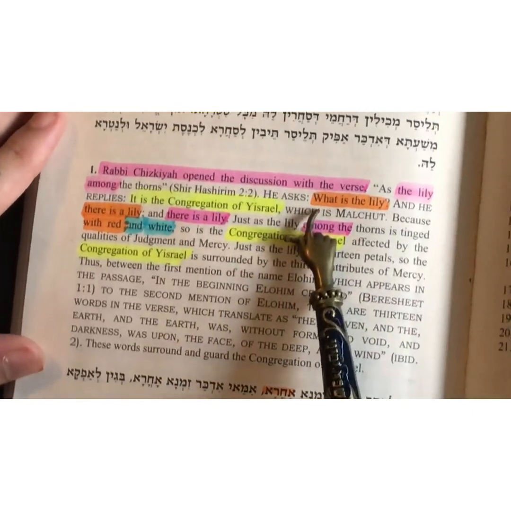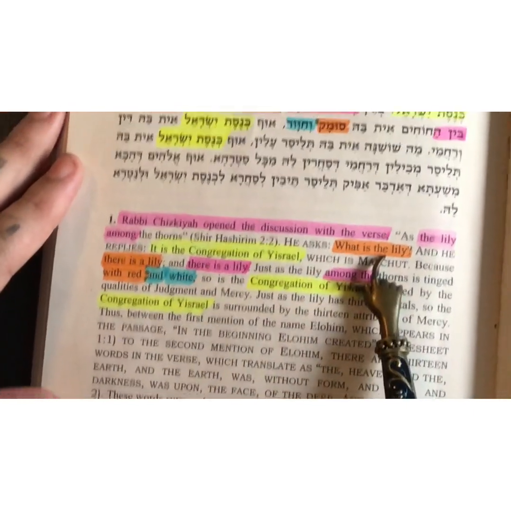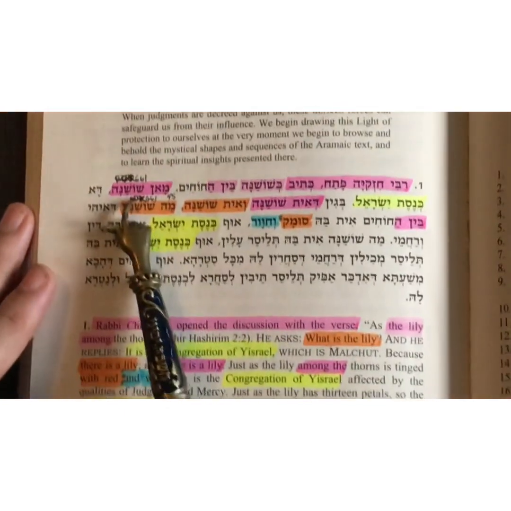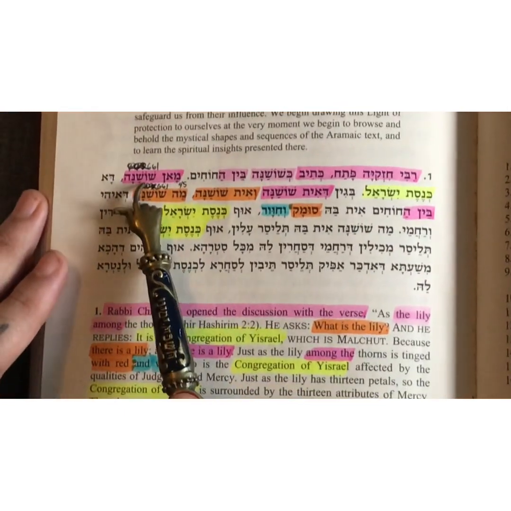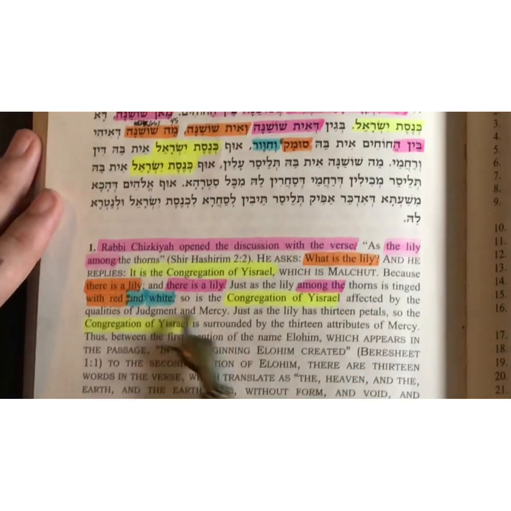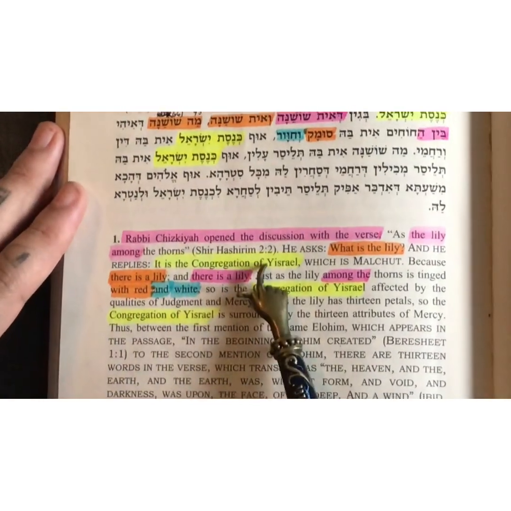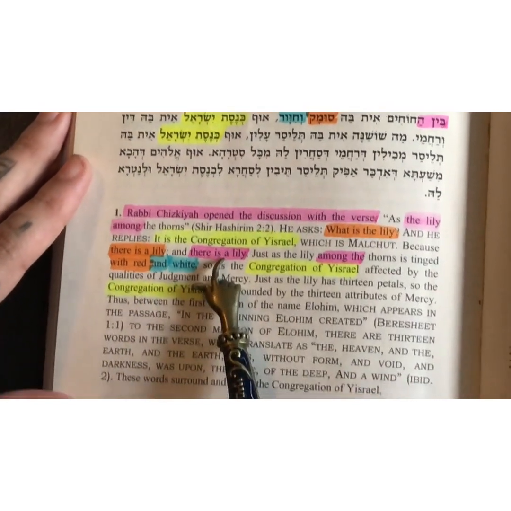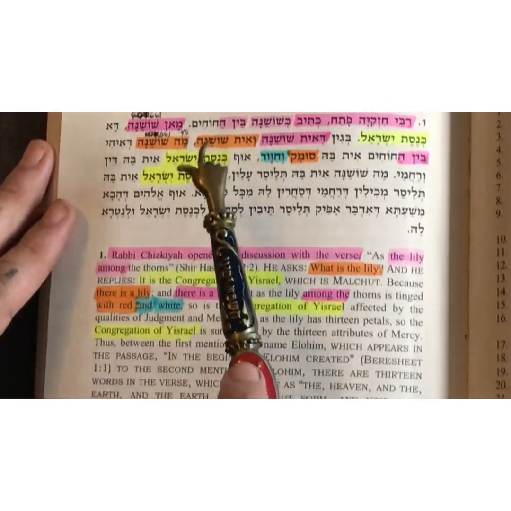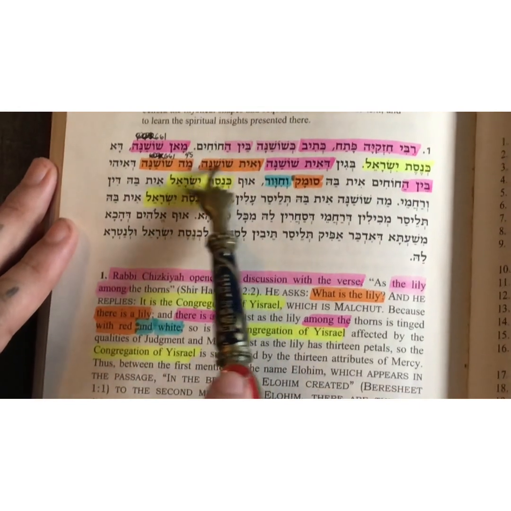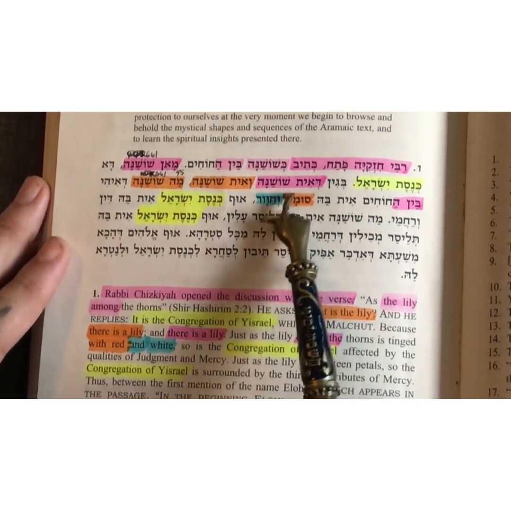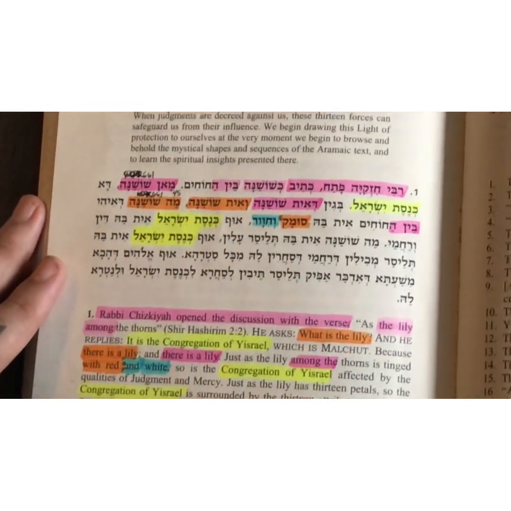And this next one, he then says, what is the lily? And of course, Ma'an Shoshana. This refers to Malkuth. It is the congregation of Israel, because there's a lily and there's a lily. Ve'it Shoshana, referring to Malkuth, and Da'it Shoshana, referring to Bina.